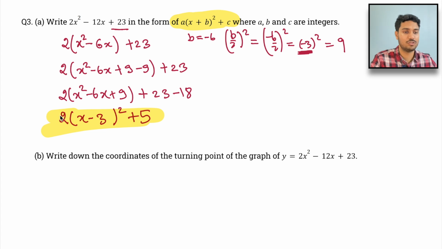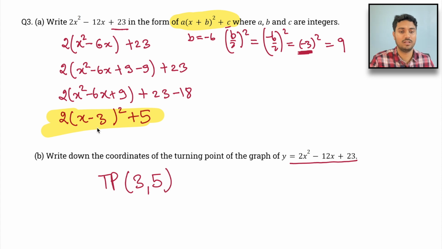The value of a here is 2, b is negative 3, and c is 5. It says write down the coordinates of the turning point of the graph 2x square minus 12x plus 23. So the turning point is going to be 3, 5. This is negative 3, so the sign will change here, and you will write 3, and this 5 you will write as it is, and this is the answer.